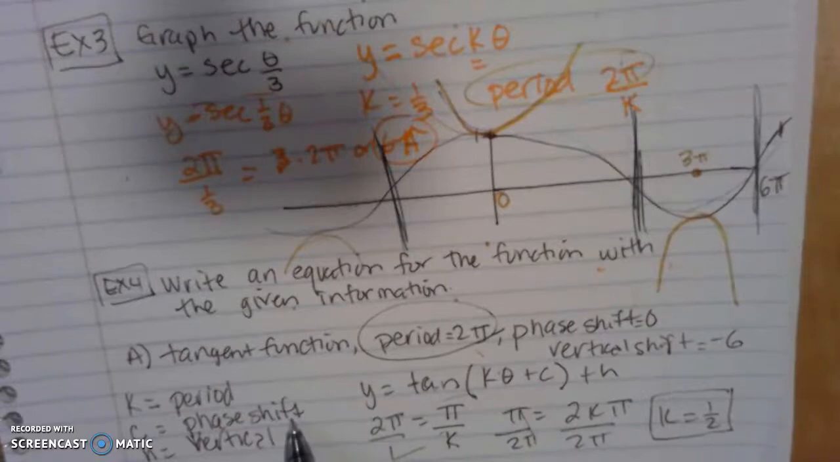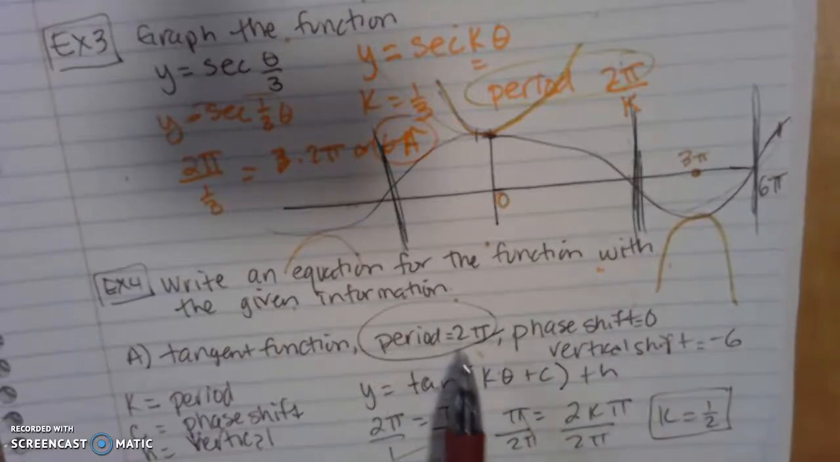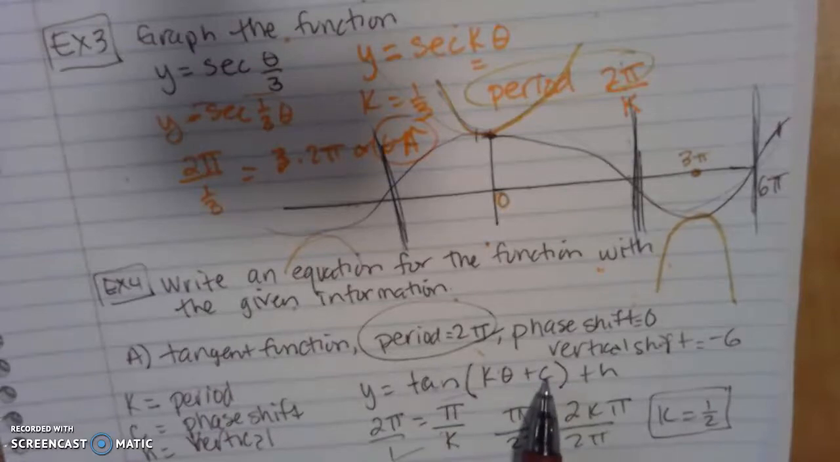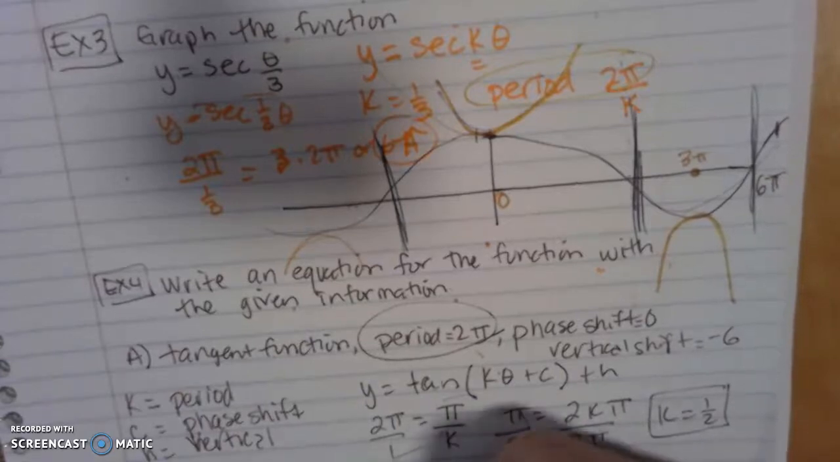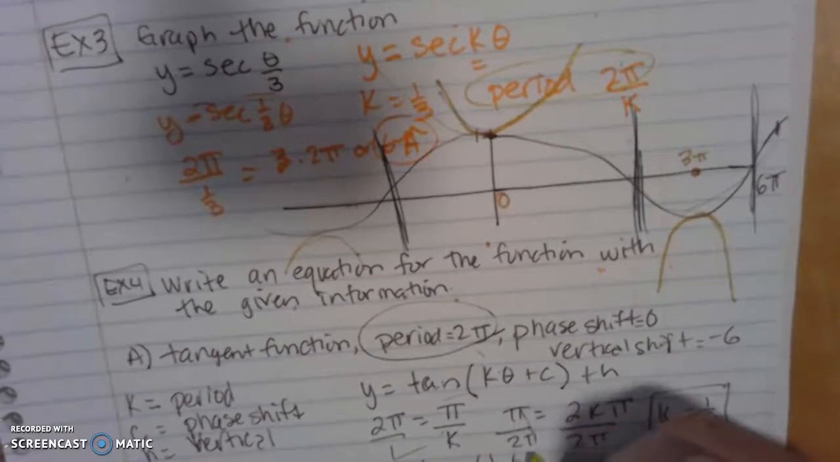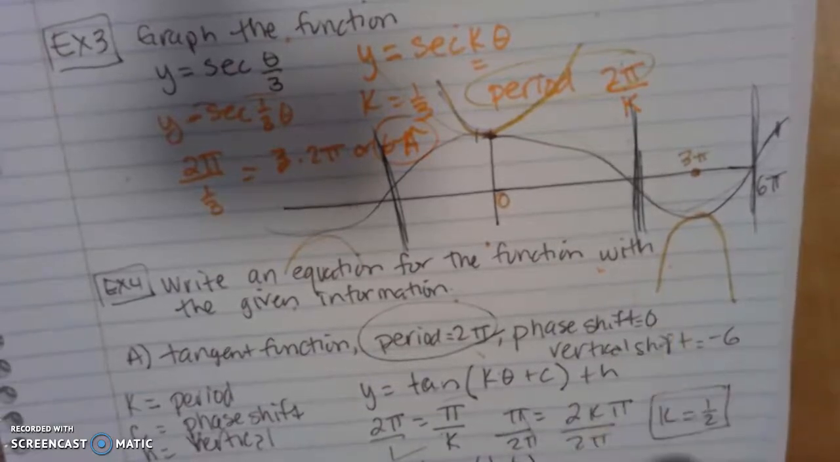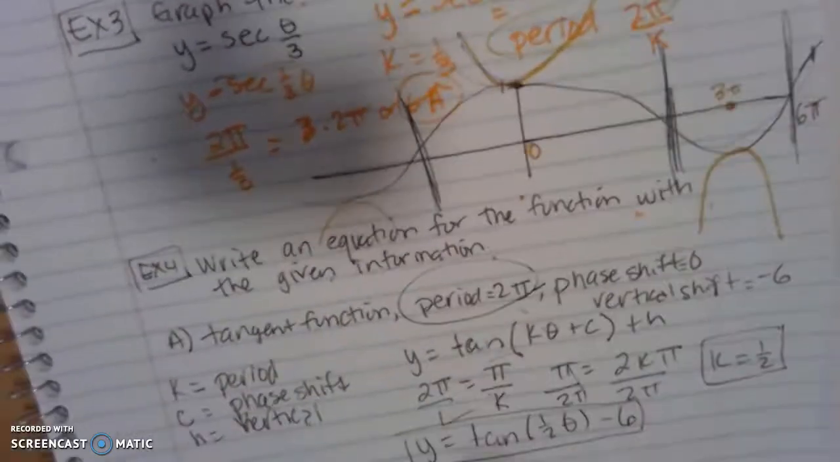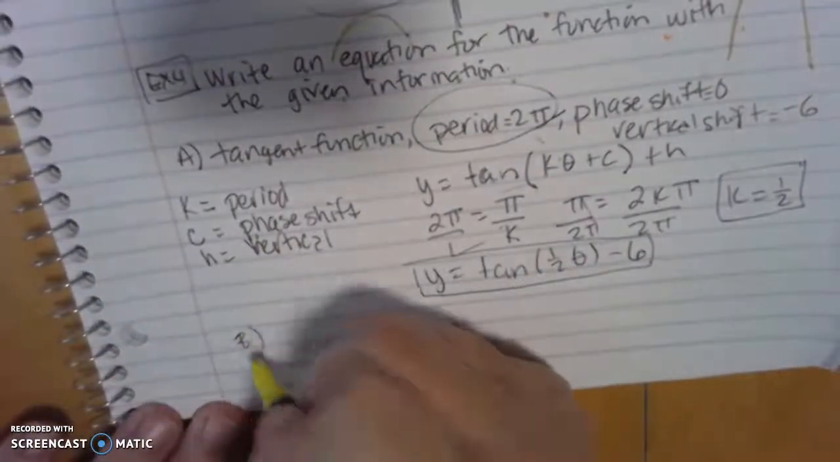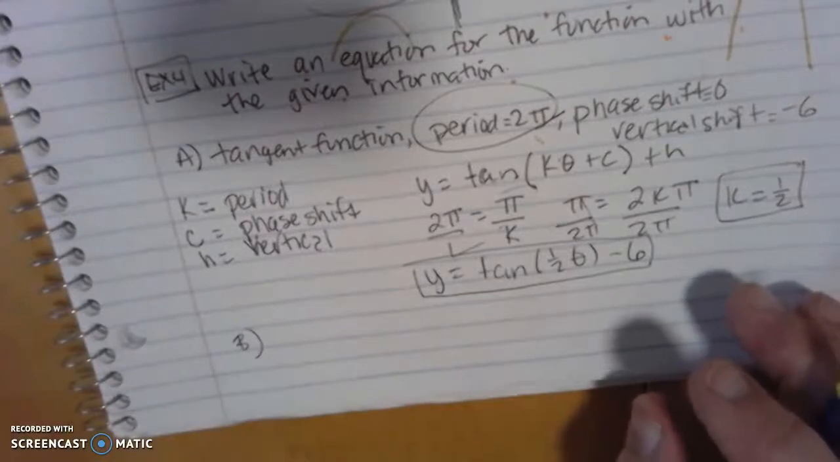How do we find our phase shift? Well, for the phase shift, what are we told? That it's 0, so we don't have to do anything. We just put a 0 in for c. And then our vertical shift is -6. So our final answer for this one is y equals tangent 1/2 theta. Remember, the phase shift is 0, so I don't have to put any number in. And I'm going to shift it -6. Okay. I'll do one more. Hopefully you guys saw that. I didn't look at the camera.